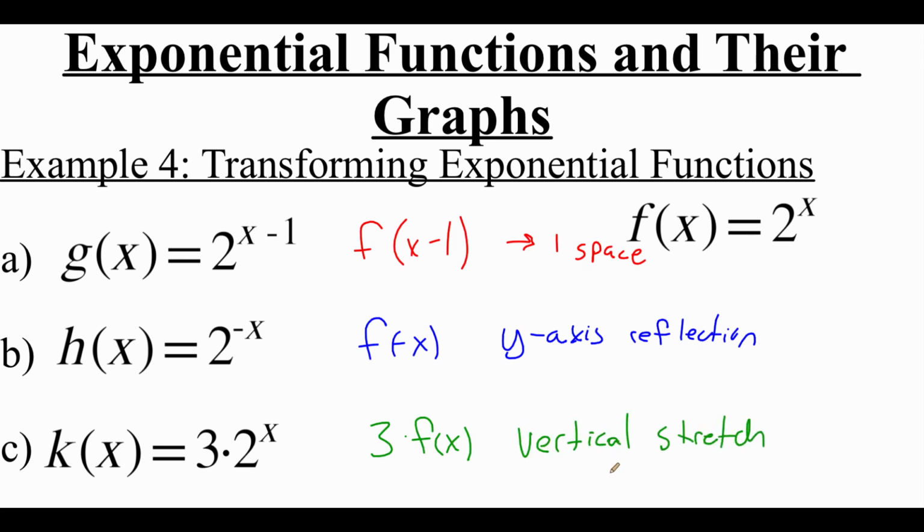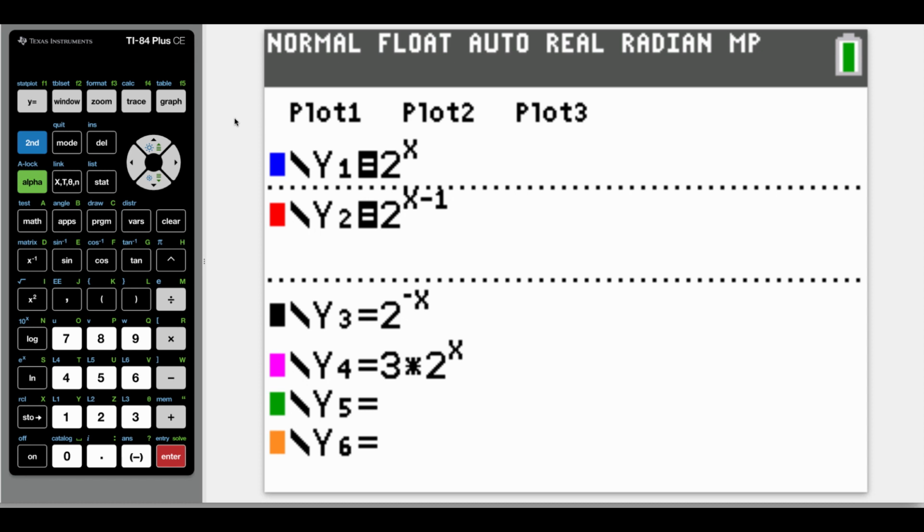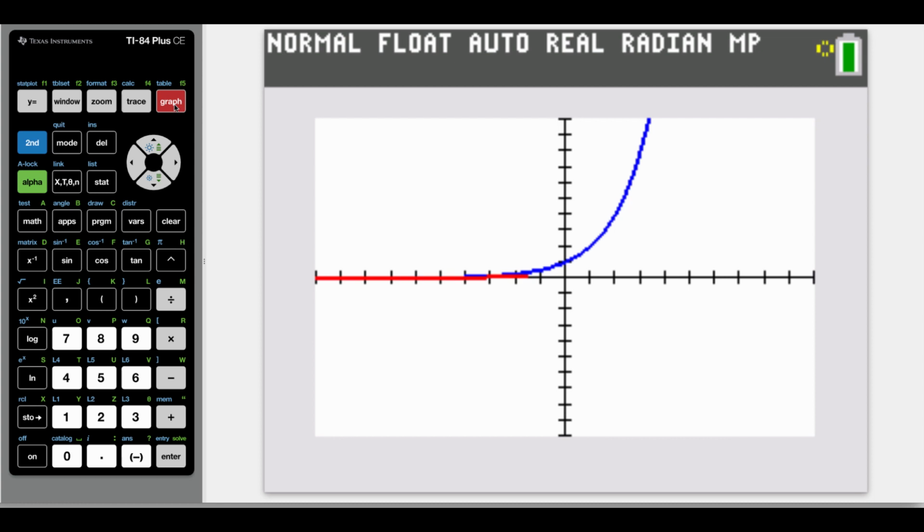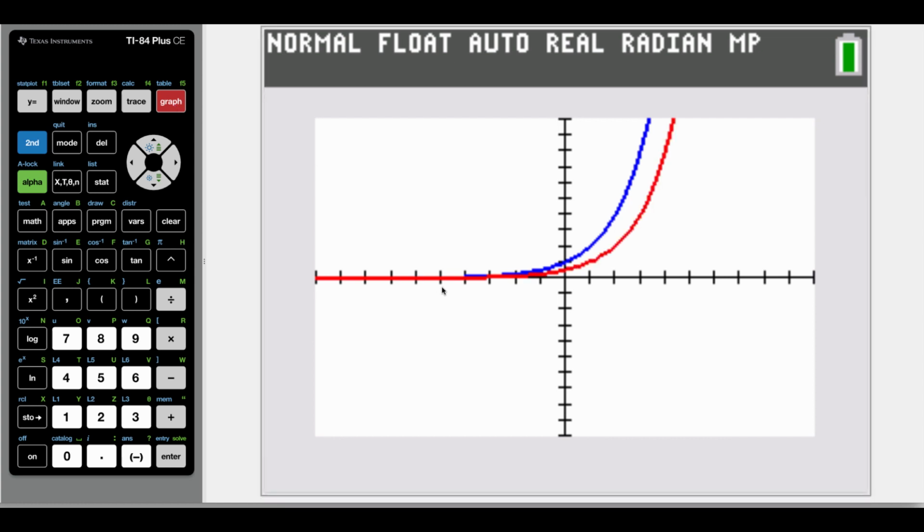And I'm going to graph these out on my calculator just to confirm their behaviors. So in my calculator, I've got all 4 functions typed in. I'm only going to graph 2 at a time. So we've got our normal 2 to the x, and we've got our 2 to the x minus 1. So if I graph that out, I can see that my red graph got shifted right by 1 space.